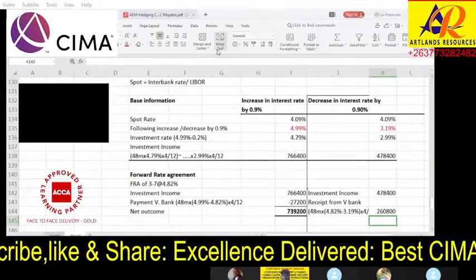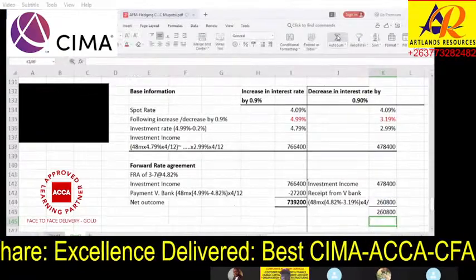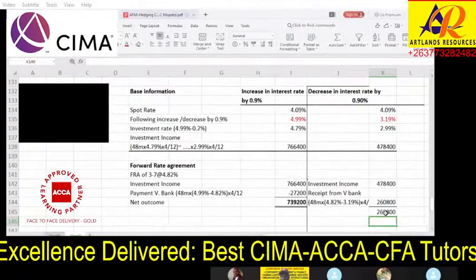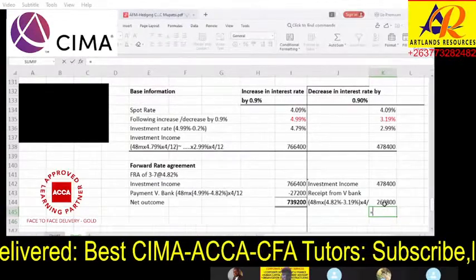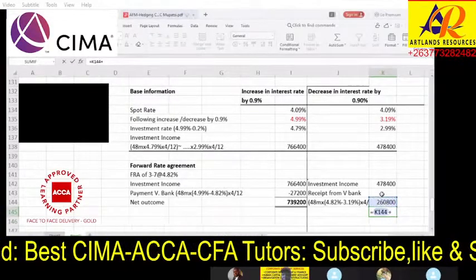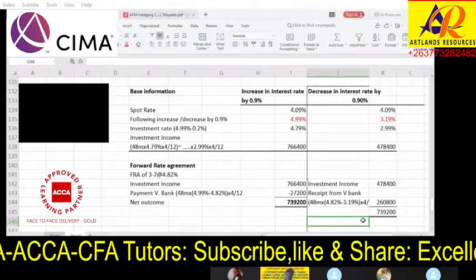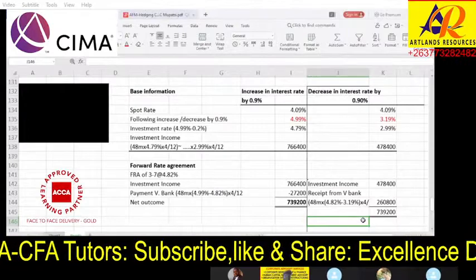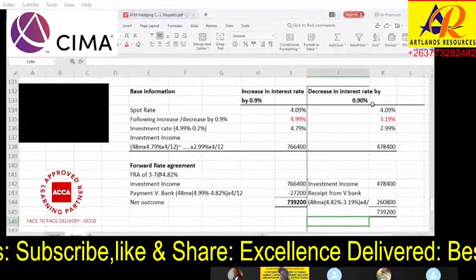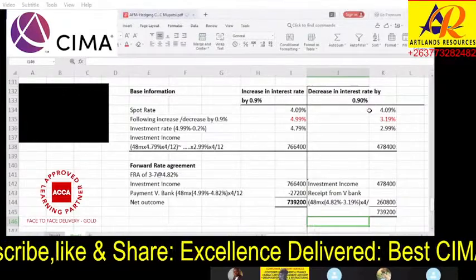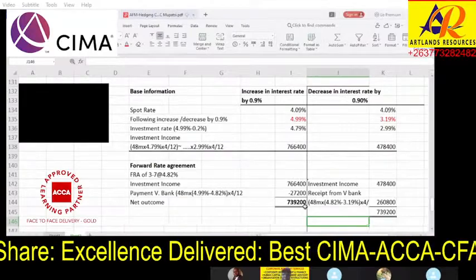So what will be my net outcome? Net outcome, you add here. You say equals this plus this. So the net outcome is 739,200. So either way, the net outcome is 739,200 because it increased by the same rate or decreased by the same rate. In a forward, you lock yourself in.